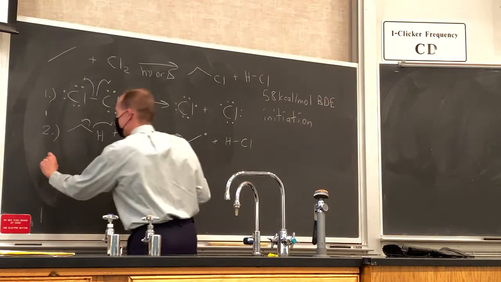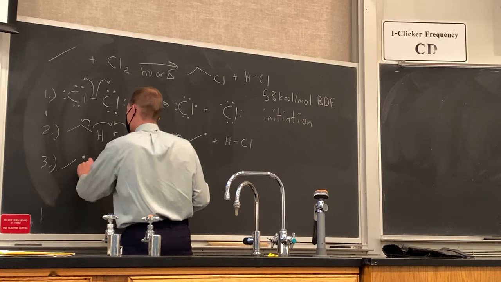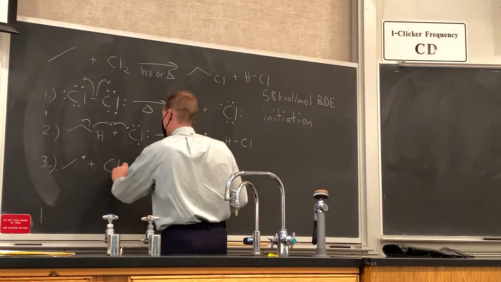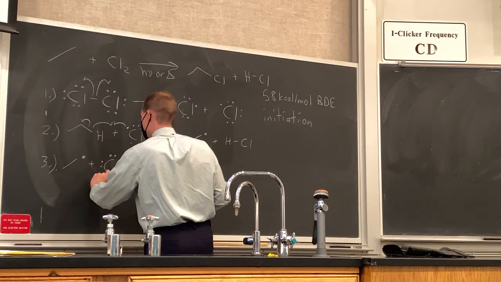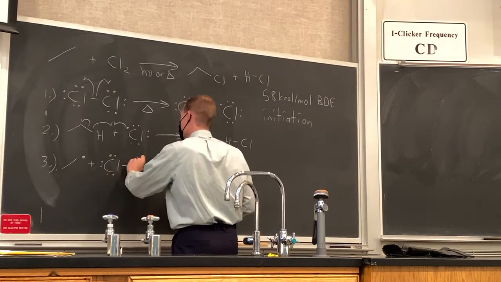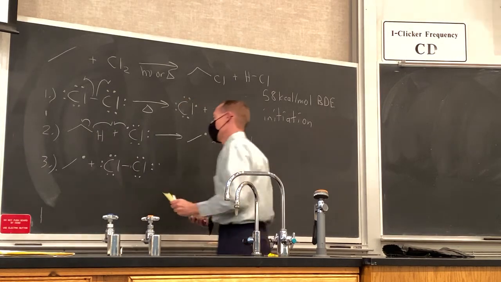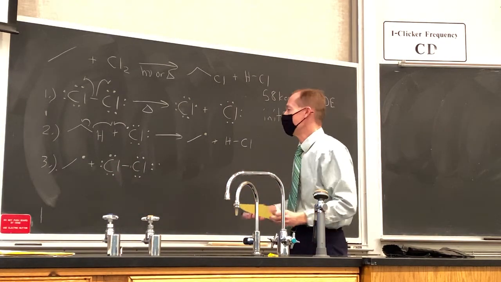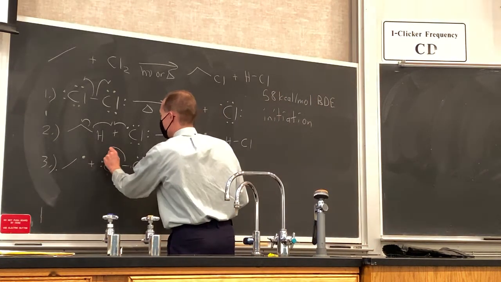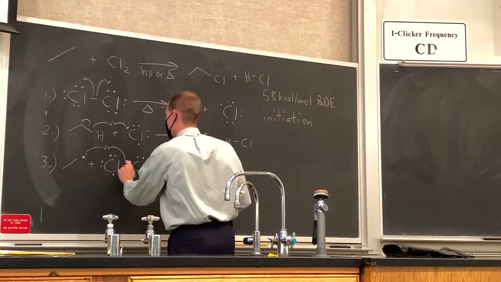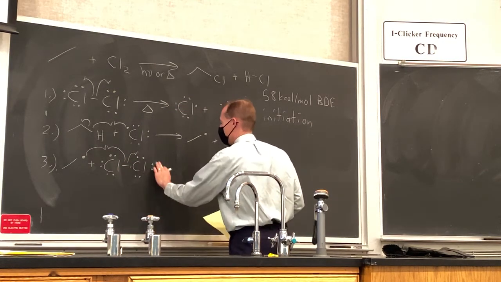And then our third step in the mechanism, our alkyl radical is going to collide with our chlorine molecule, Cl2, and it's going to abstract a chlorine from Cl2. So we're going to form a carbon-chlorine bond, cleaving the weak chlorine-chlorine bond.